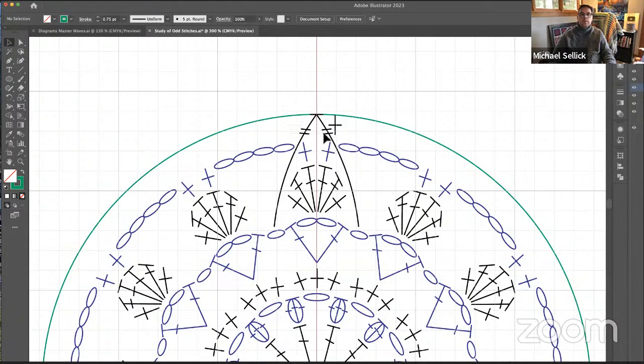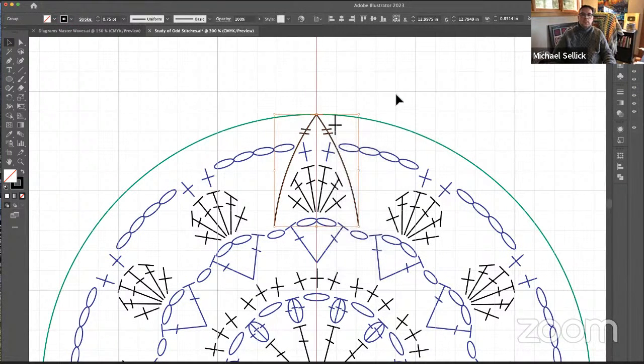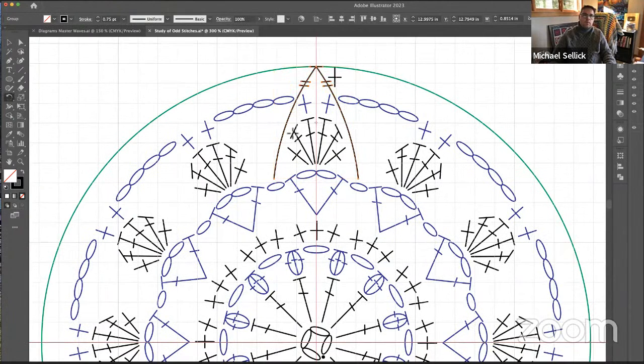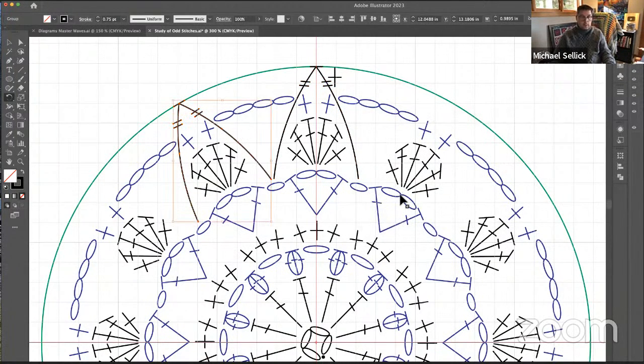I'm going to just put these guys together. Group. So I'm going to just space this one out so I can see it better. So I'm going to just rotate that one around. And I just want to rotate it once so I can see what it looks like. So there's 12 of these as well. So 360 degrees divided by 12, copy, Command D. So we'll just do that.